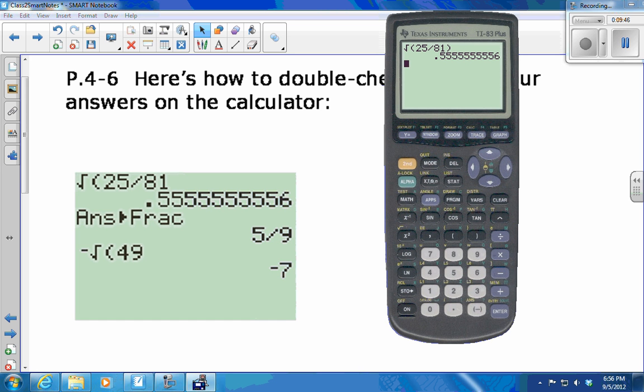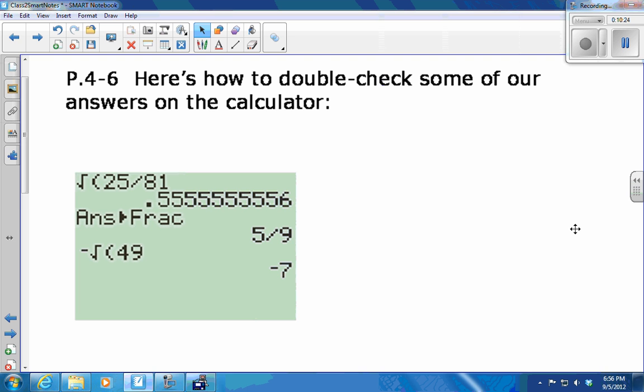You use the math button. So you press the math button. The first option is arrow fraction, meaning change to a fraction. So you just hit enter, enter, and it gives you the fraction, 5/9. So we know we were right. And then if I want negative square root 49, I get -7. And if I try the square root of -49, it tells me I can't do that. So calculator, pretty handy.